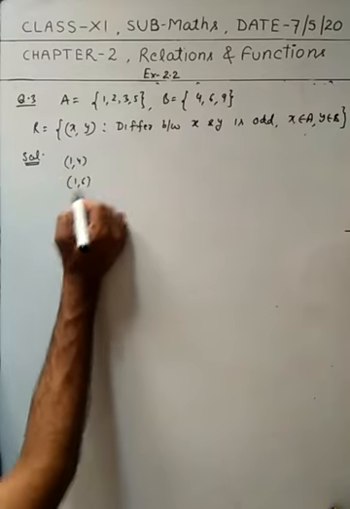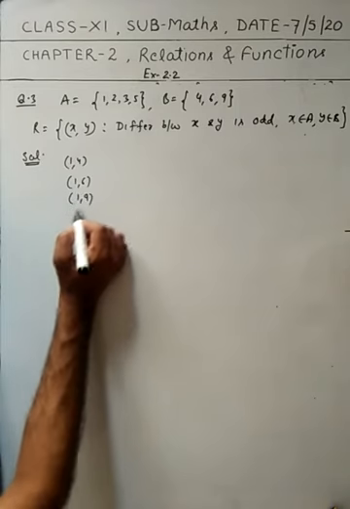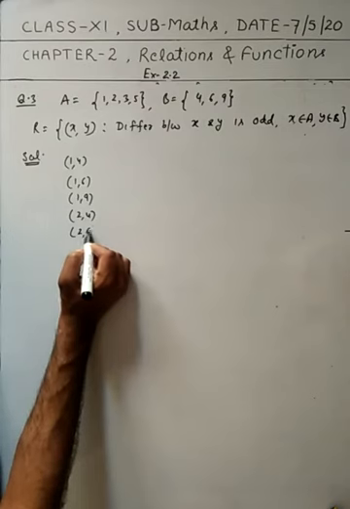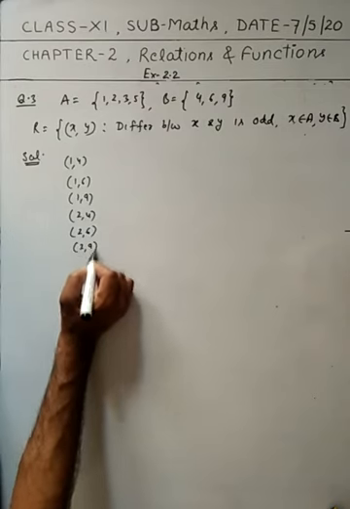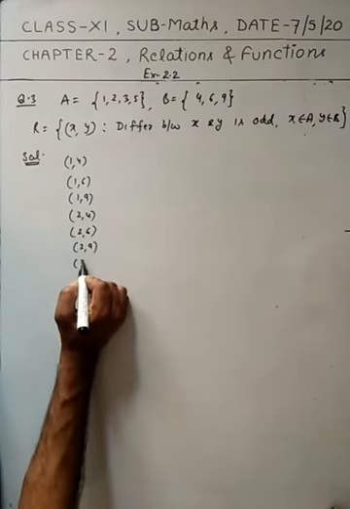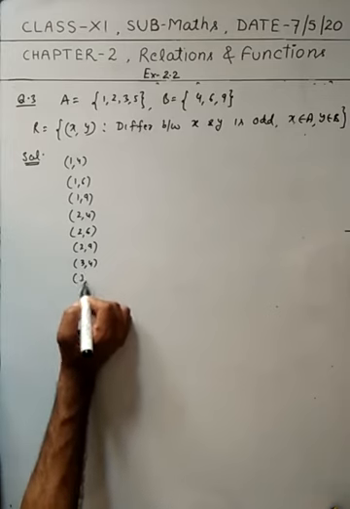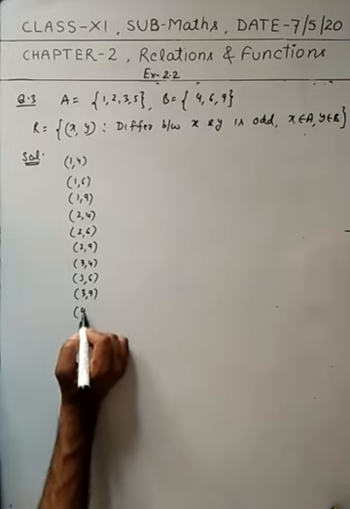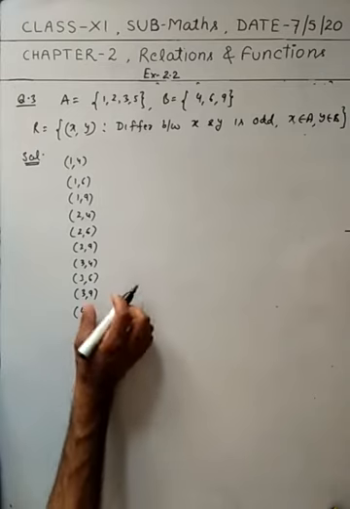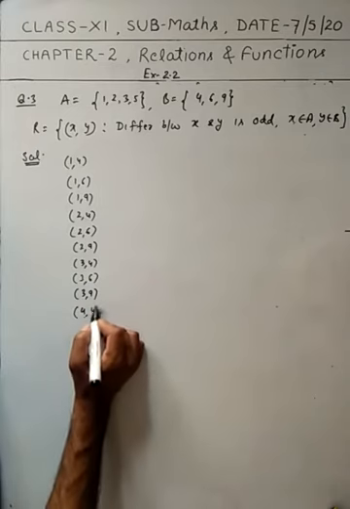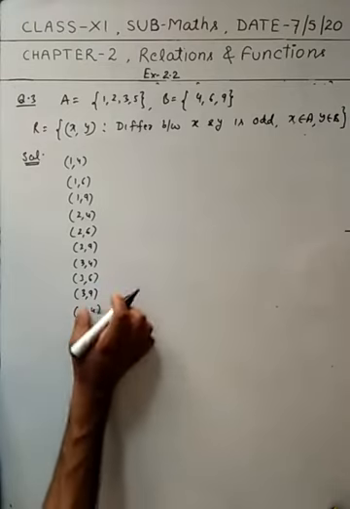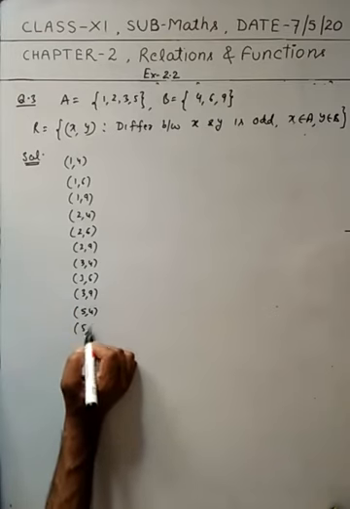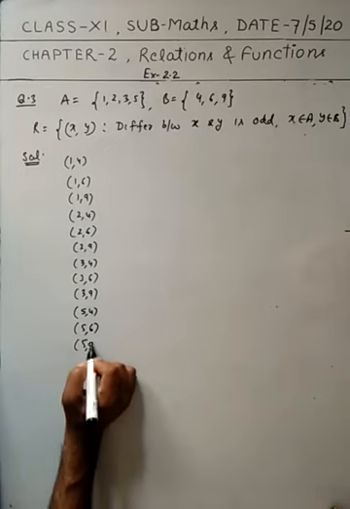1 6, 1 9, 2 4, 2 6, 2 9, 3 4, 3 6, 3 9, 4 6, 4 4, not 4 is there, 5 4, 5 6, 5 9.